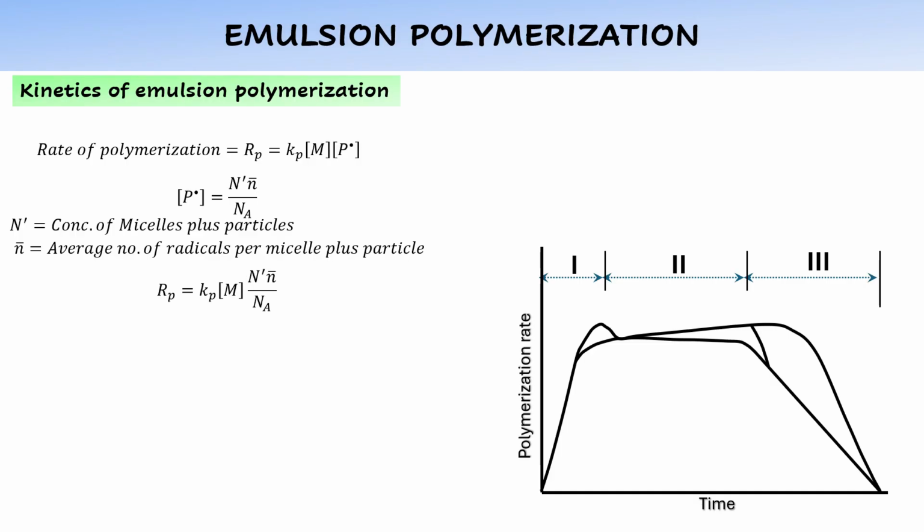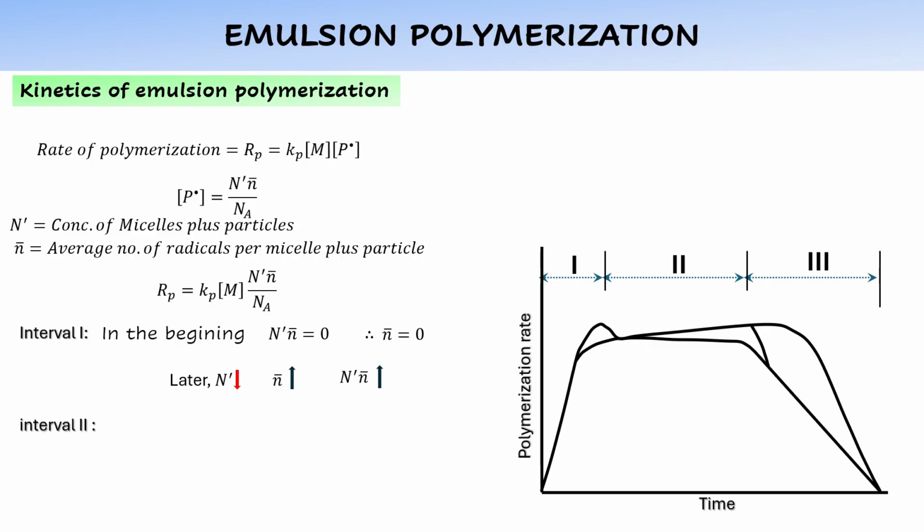Now let us see how this plays out across the three intervals. In interval 1, at the very start, there are no particles yet, so N prime times N bar is essentially 0. As nucleation progresses, the number of particles N prime grows dramatically and N bar begins to rise, causing the overall rate Rp to increase sharply.